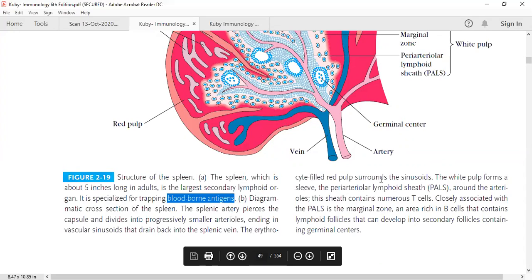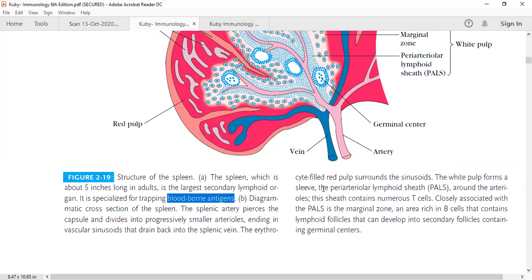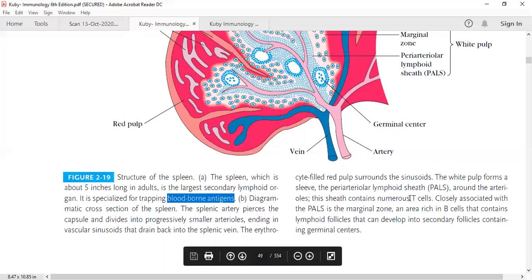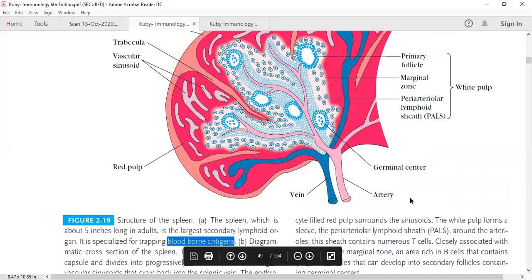Erythrocyte-filled red pulp surrounds the sinusoids. The white pulp forms this region, which is the periarteriolar lymphoid sheath, around the arterioles. The sheath contains numerous T cells. Now you need to understand what type of cells are present in this organ. So this is the splenic artery. The sheath which is coating these arteries is made up of T cells. So it is written here, periarteriolar lymphoid sheath. It is coated by T cells.